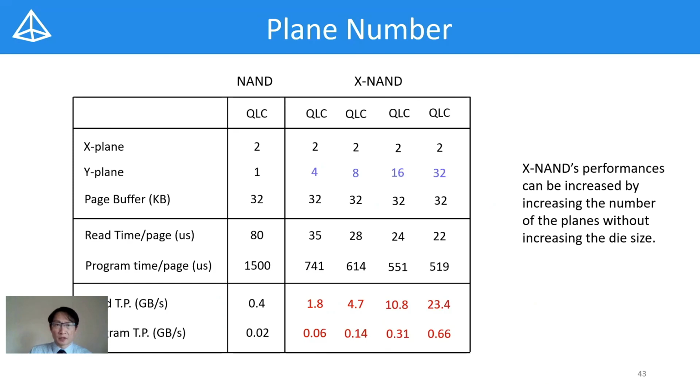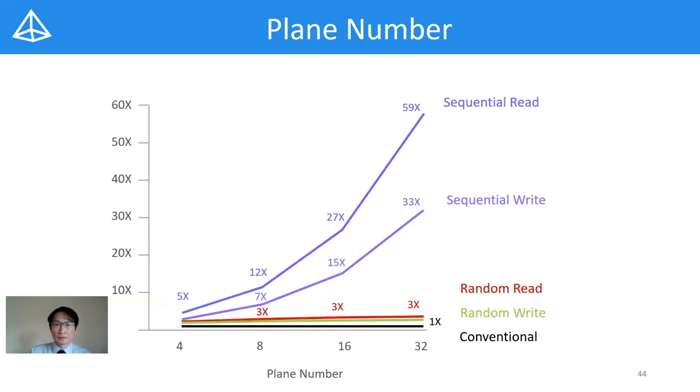This slide shows the performance of XNAND using different number of the planes. By using 16 planes, XNAND can achieve about 30 times of sequential read speed and 15 times of sequential write speed. By using 32 planes, XNAND can achieve about 60 times of sequential read speed and 30 times of sequential write speed. Please notice, when using 32 planes, we can connect 32 binaries to one page buffer. Therefore, the die size will not be increased.